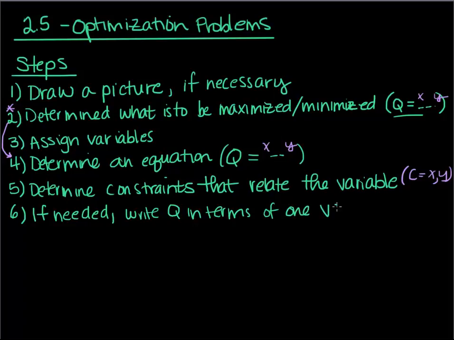Because if I want to find the maximum or the minimum of this function, I need it to be just in terms of one variable so that I can take the derivative and do everything we just did in 2.3. And then number 7, use the first or second derivative test, either one.